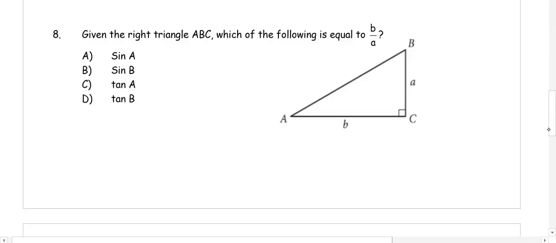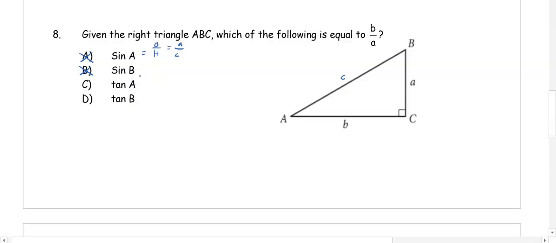Given the right triangle, which of the following is equal to B over A? So we want to look at which ratio would give us this. So the sine of A would be opposite over hypotenuse, which would be A over, and we don't have this, so we'll call this C, not what we're looking for. The cosine is also not going to work because, again, it's using that side we don't want, so we can eliminate both right away.